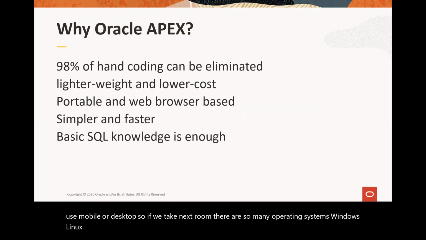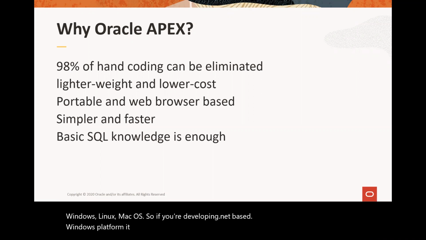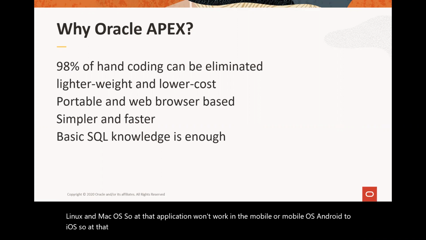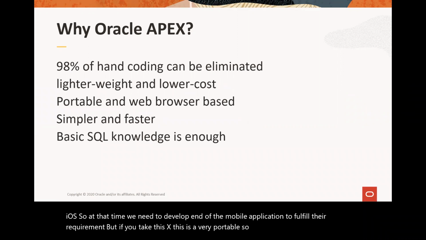So if you are developing a .NET based Windows platform application, it will work on Windows only. So we need to develop another one for Linux and Mac OS. That application won't work on mobile OS, Android or iOS. At that time, we need to develop another mobile application to fulfill their requirement. But if you take Apex, it is very portable. Portable means it is web browser based.